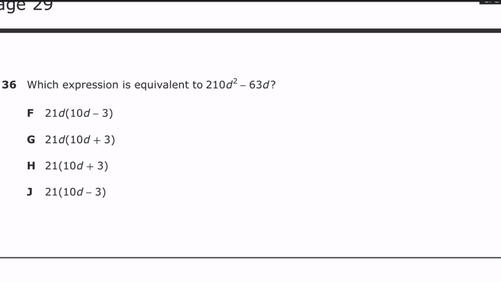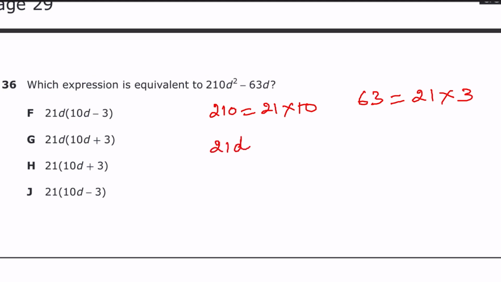We can take out 21 common, because 210 can be written as 21 into 10, and 63 can be written as 21 into 3. So if we take out 21 common, we'll get 21d, because d is there in both of them. So you get 10d minus 3. So 21d into (10d minus 3). So F is the correct option.